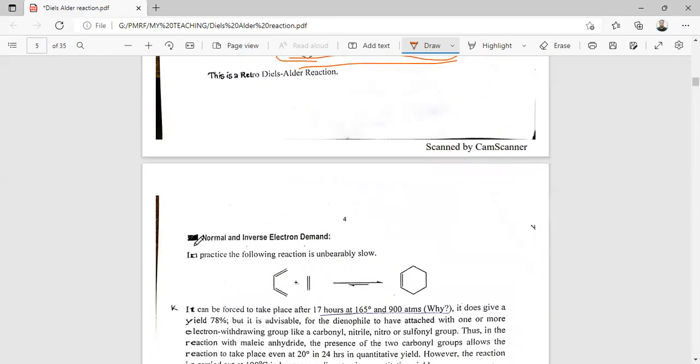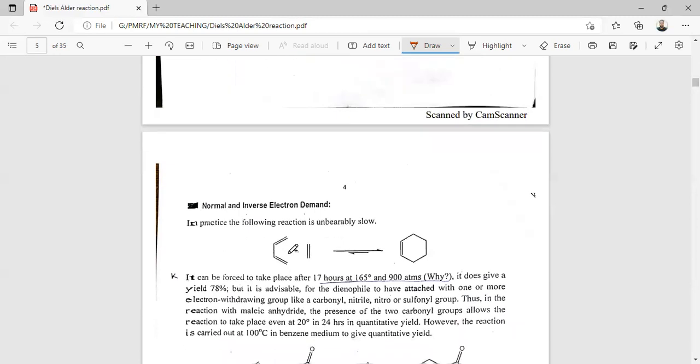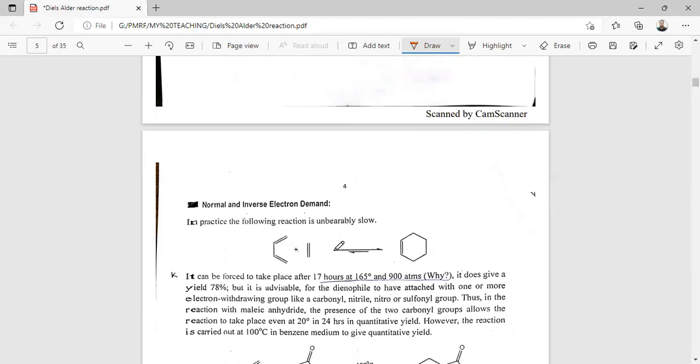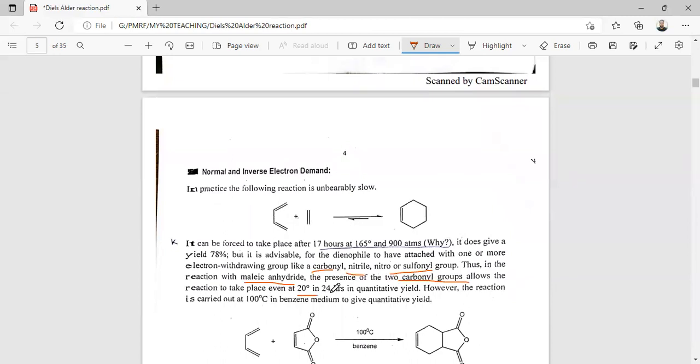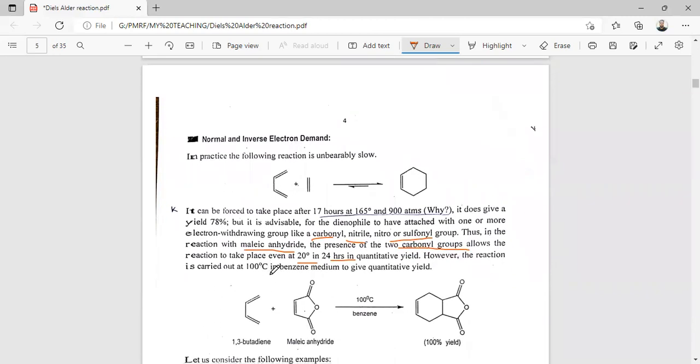Next we will discuss normal and inverse electron demand. In practice, the following reaction is unbearably slow. It can be forced to take place in 17 hours at 65 degrees and 19 atmospheres. It gives a yield of 78%, but it is advisable for the dienophile to have one or more electron withdrawing groups attached, like carbonyl, nitrile or nitro sulfonyl groups. Thus, the reaction with maleic anhydride, with its two carbonyl groups, takes place even at 20 degrees C in 24 hours. However, the reaction is carried out at 100 degrees C in benzene medium to give a quantitative yield.